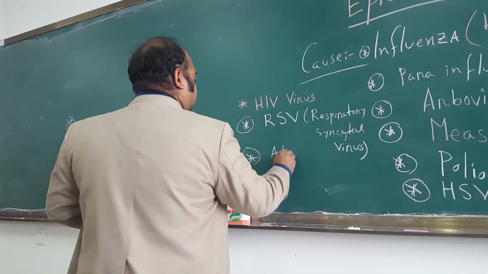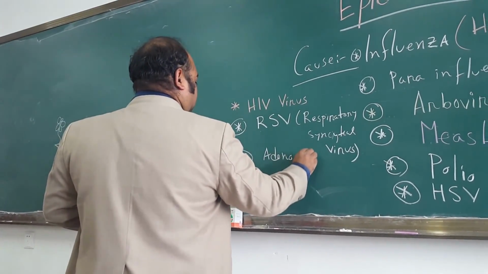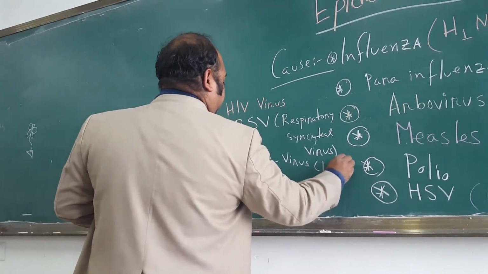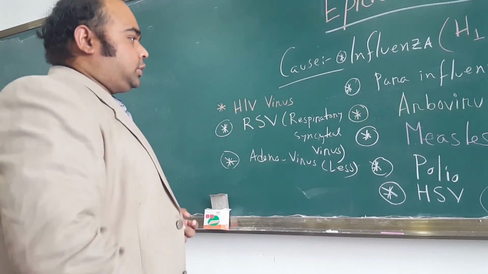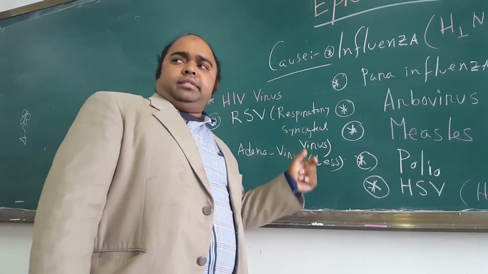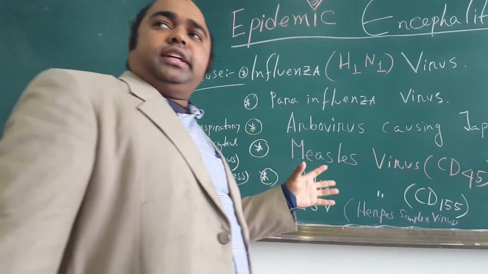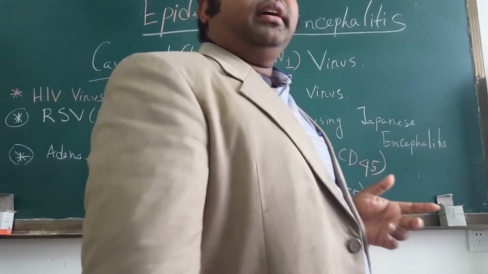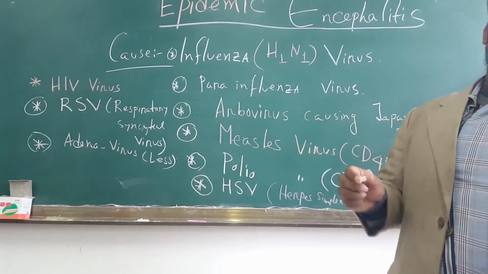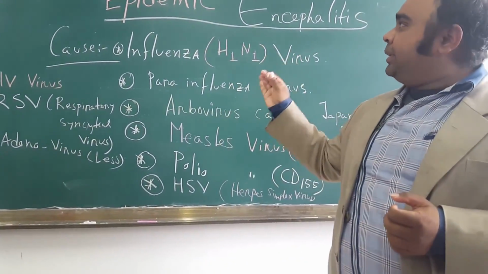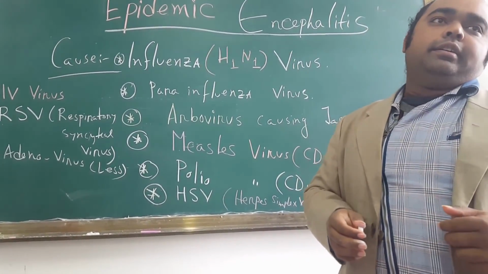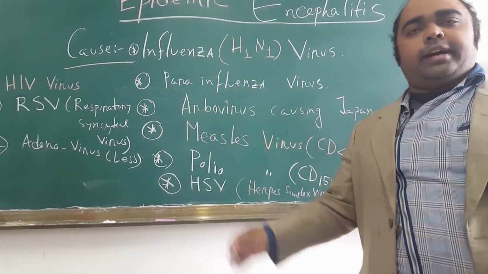is less. If you remember this at the undergraduate level, it is enough. So these are the causative organisms of epidemic encephalitis. It is basically viral. Epidemic encephalitis is basically viral, so I write viral first. Clear or not?